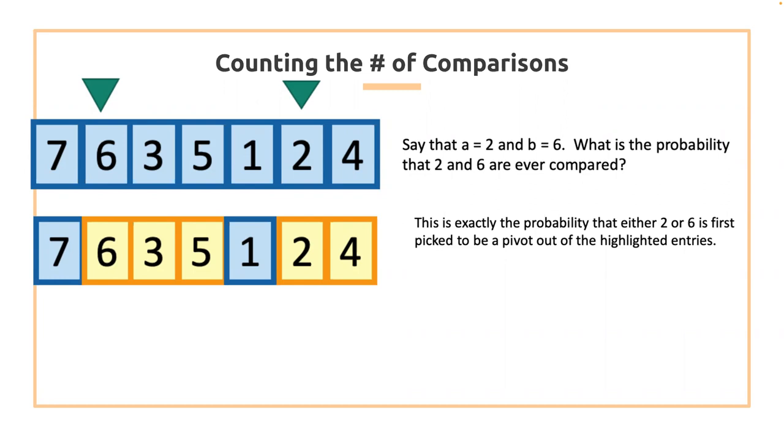Now, why is it that these entries don't count? Right, because if I pick 3, 5, or 2 as the pivots, or 3, 5, or 4 as the pivots, the array will get split. And then 6 and 4 will never be compared, right? So I need to make sure of that. If I pick 1 and 7, you can still compare 4 and 6 later because they actually end up on the same side, all right?